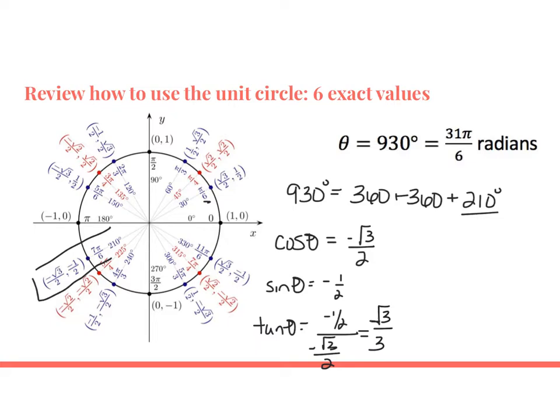The reciprocal of cosine is secant. Again, rationalize. The reciprocal of sine is cosecant. And the reciprocal of tangent is cotangent.